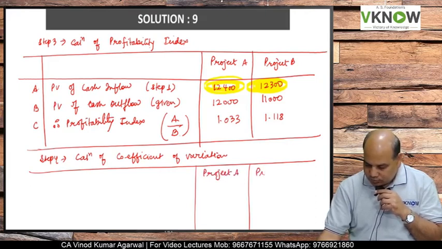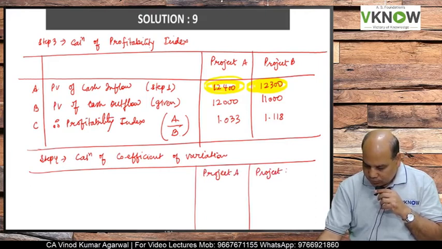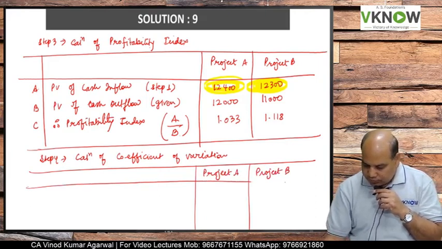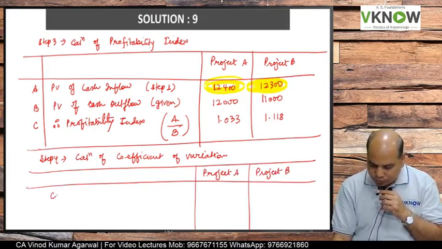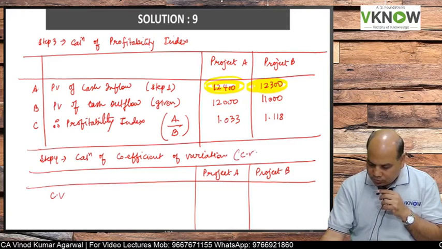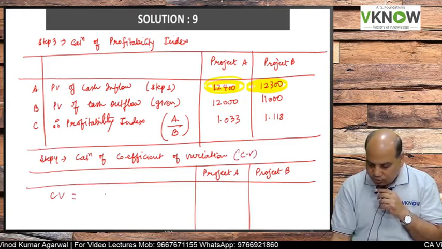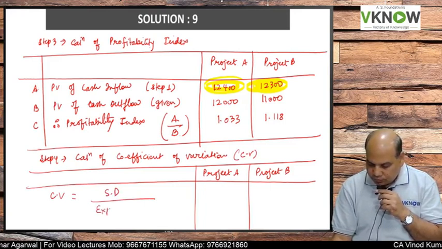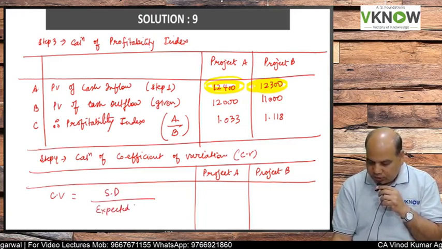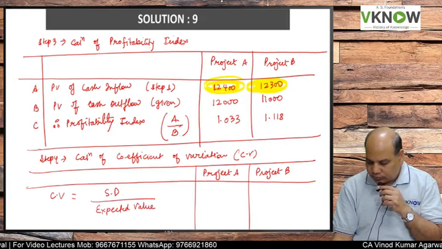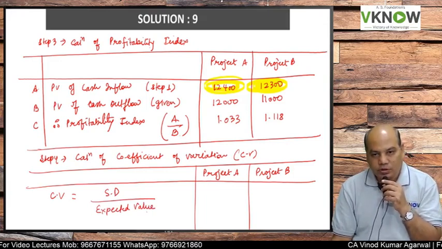Project A, project B. So coefficient of variation is equal to standard deviation upon expected value. Standard deviation upon expected value.